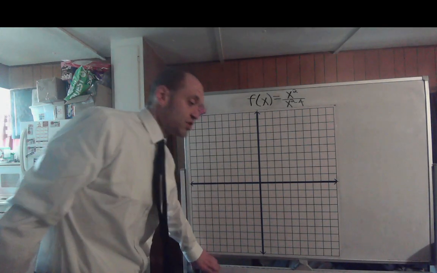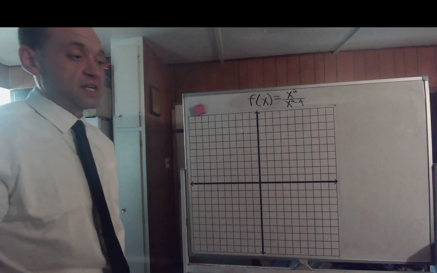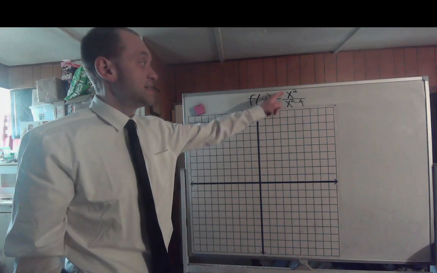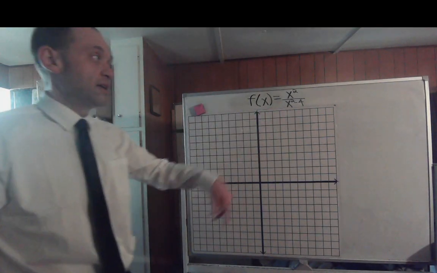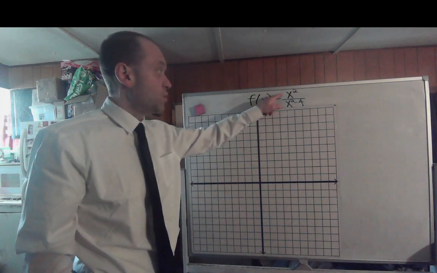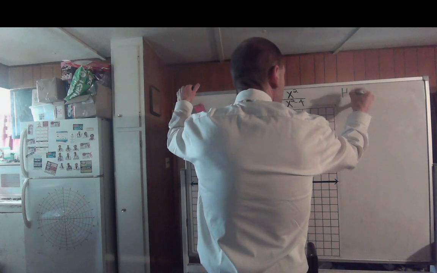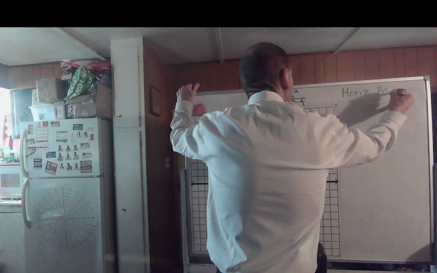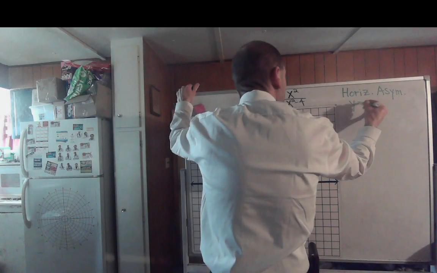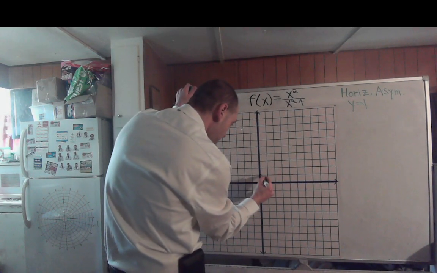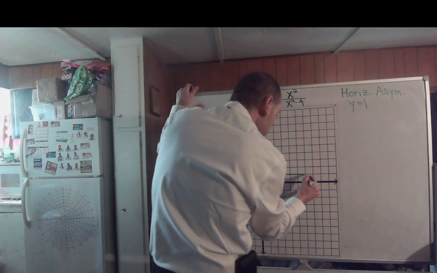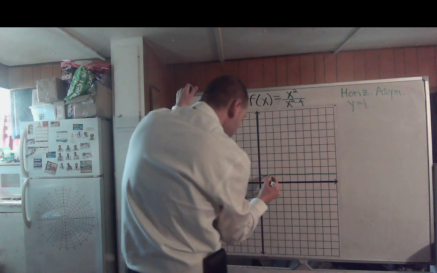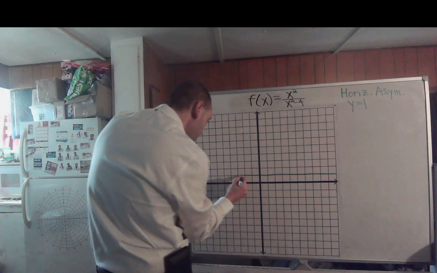Well, we can actually start with the horizontal asymptote this time. The degree of the numerator is the exact same as the degree of the denominator, so you just take your leading coefficients. 1 divided by 1 gives you 1. So you will have a horizontal asymptote located at y equals 1. So let's go ahead and graph that. That'll be right here at y equals 1. Let's go a little further.